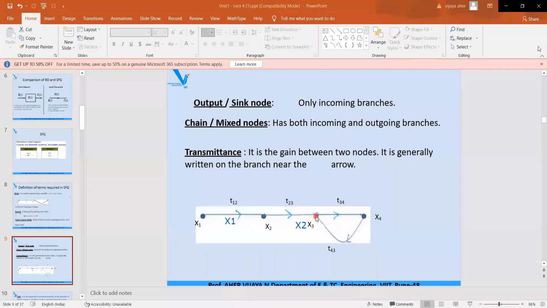Okay, what is transmittance? Transmittance is nothing but gain between two nodes. The gain between these two nodes is the transmittance. So how to write this T12? Signal is moving from x1 to x2. So T12 you can write on that particular branch or nearer to that branch, nearer to the arrow, you are going to write transmittance. Is this clear?